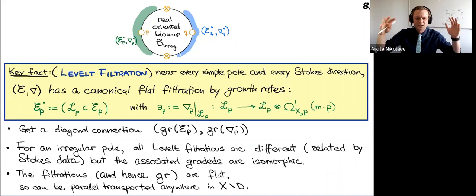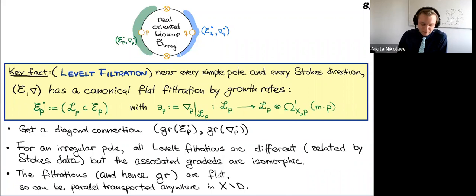There's basically an infinite number of choices you need to make. So one way to cut down, or one way to define precisely where I'm supposed to parallel transport these filtrations, and which pieces of filtrations and how, is to choose the so-called Stokes graph or spectral network. So now I'll explain what that is.